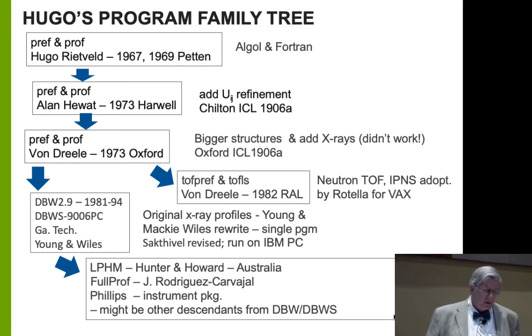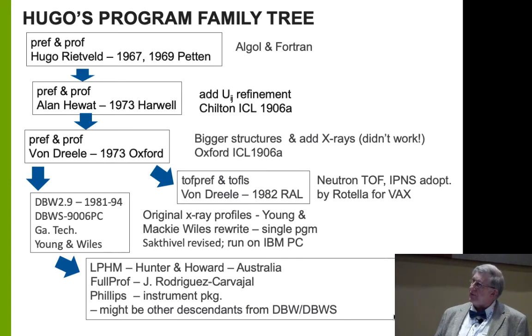Okay, now a little bit about Hugo Rietveld's computer program, which, by the way, I think were called Pref and Prof because there were 2 steps to the process. One was to find out where the reflections actually contributed to the profile and then submit that to the least squares program, which would actually do the refinement. Alan Hewitt got a copy. He added anisotropic temperature factors. I got a copy from him and modified it to do much larger structures, the 2 that I showed you, and add X-rays, which didn't work.